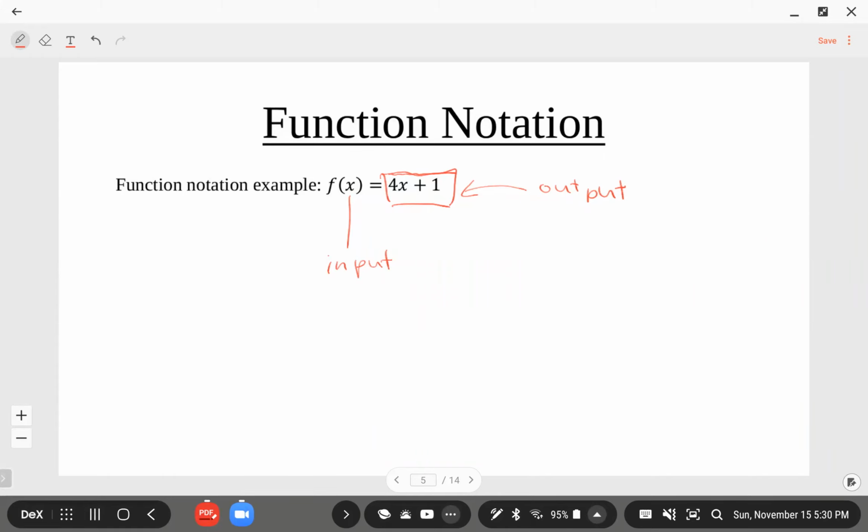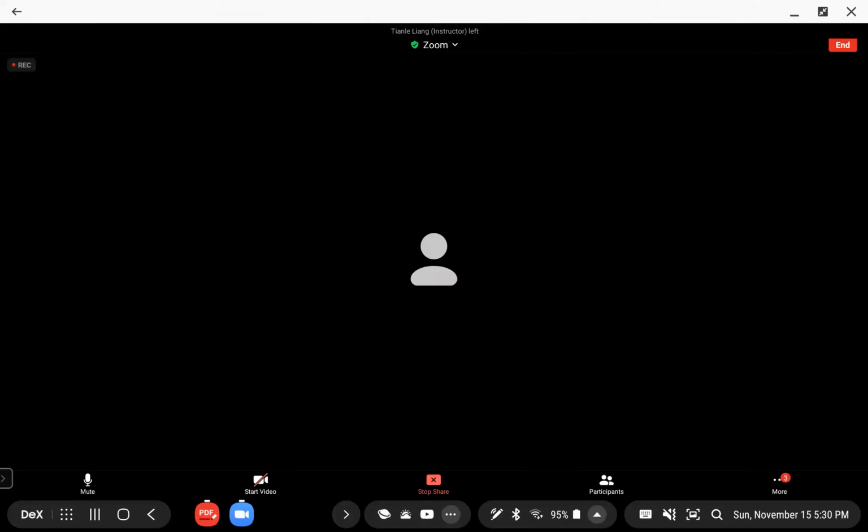Okay, so let's say our input is 4. Then our output would be 4 times 4 plus 1, which equals 17. So if our input is 4, then our output would be 4 times 4 plus 1. Basically the output is 4 times our input plus 1. So are there any questions on this function notation right here?